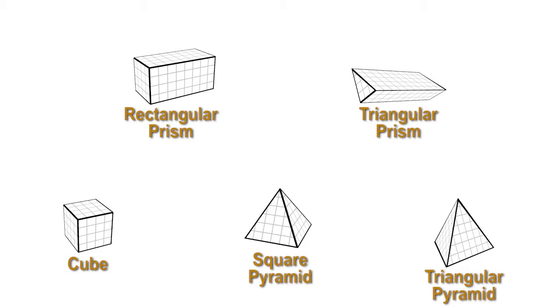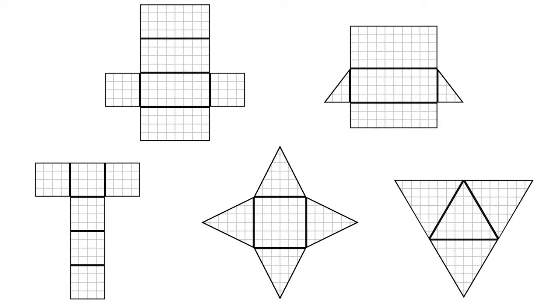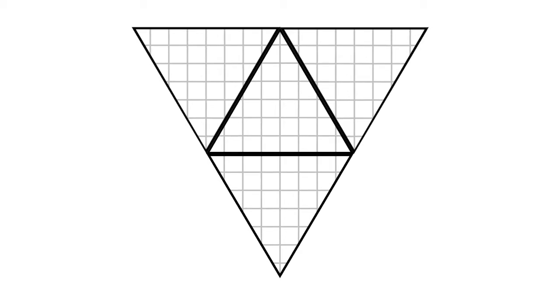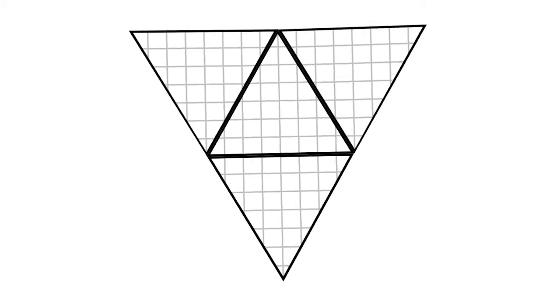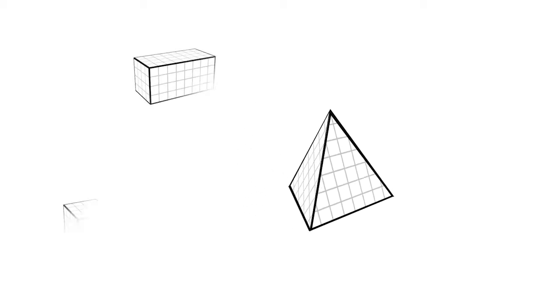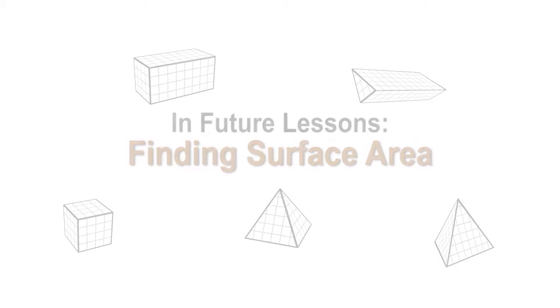To determine the three-dimensional shape from the net, focus on the shape and number of faces that are represented in each net. For example, this net is made up entirely of triangles. Therefore, it will fold into a triangular pyramid because that is a three-dimensional shape made up of 4 triangular faces. In subsequent lessons, we will be calculating the surface area of these three-dimensional shapes.